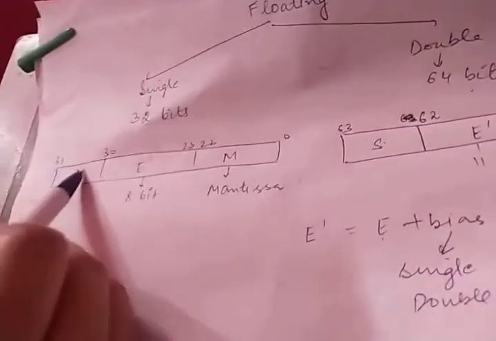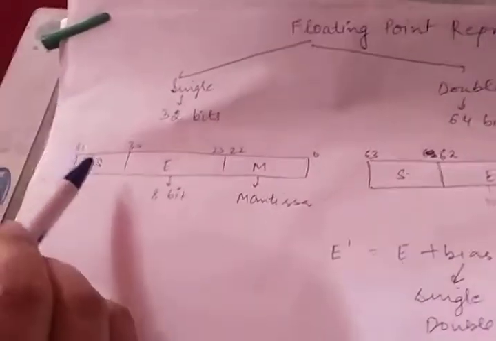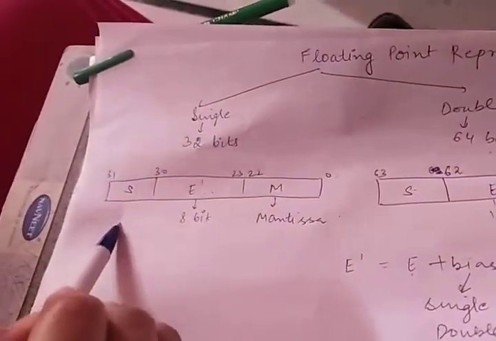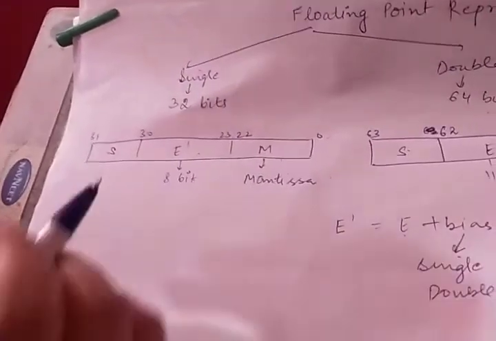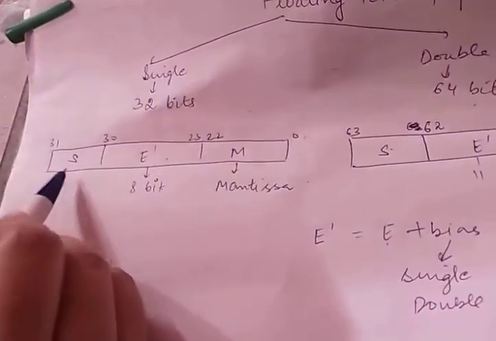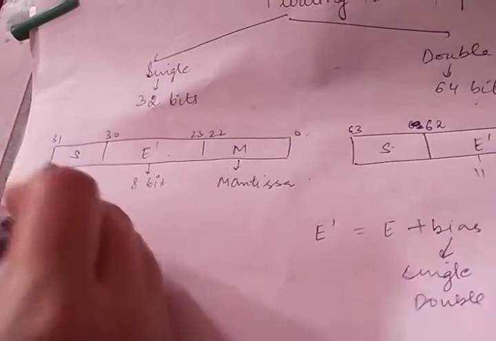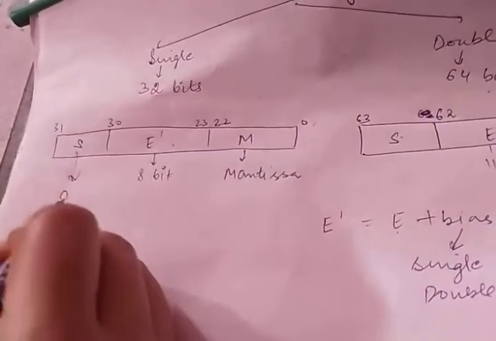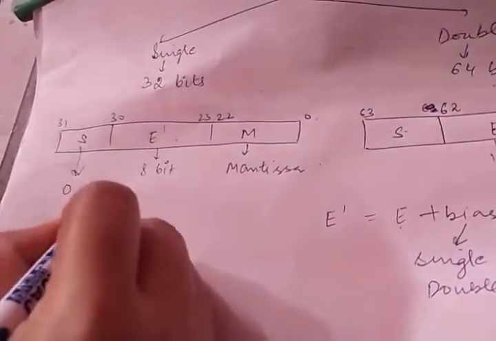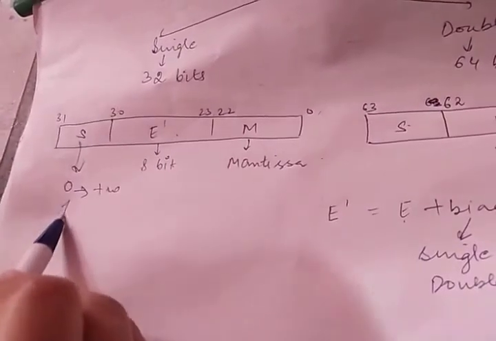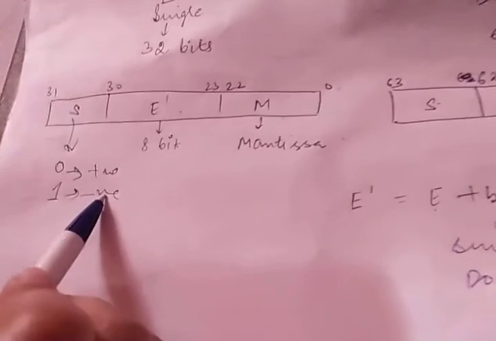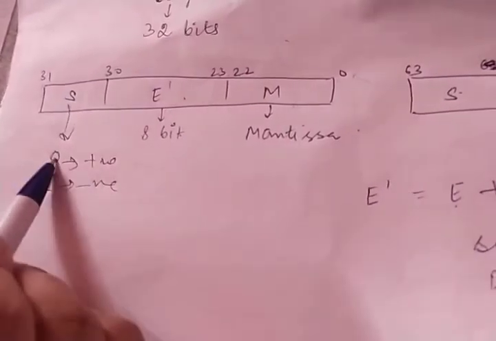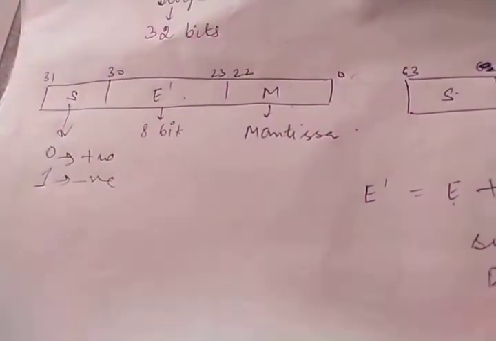Now this sign bit, which consists of only 1 bit, will tell whether the number is positive or negative. If this sign bit is 0, that means the number is positive, and if this sign bit is 1, that means the number is negative. I have also discussed this concept in my previous video, that 0 represents a positive number and 1 represents a negative number.